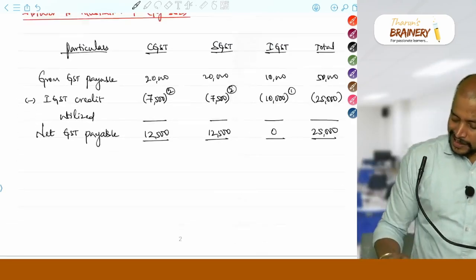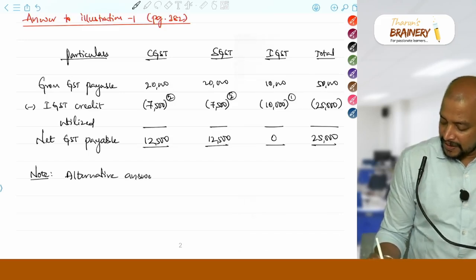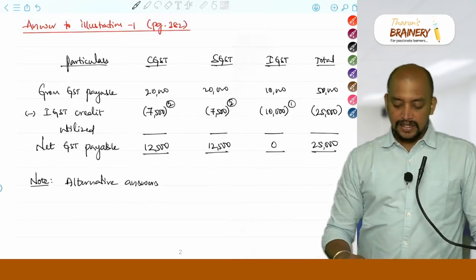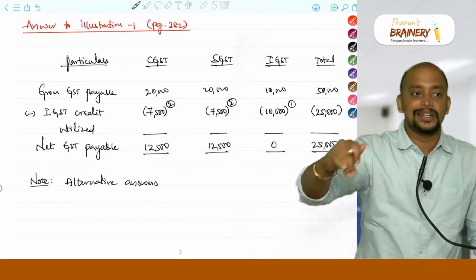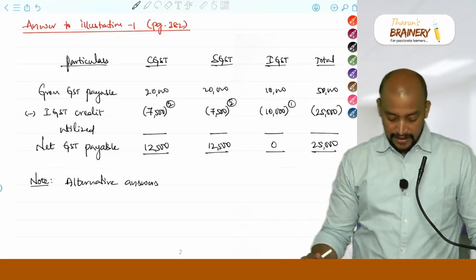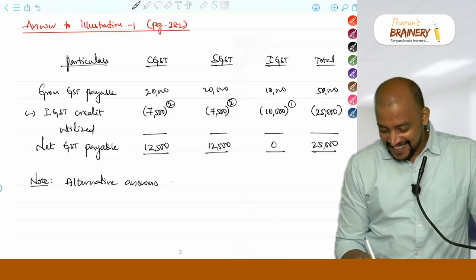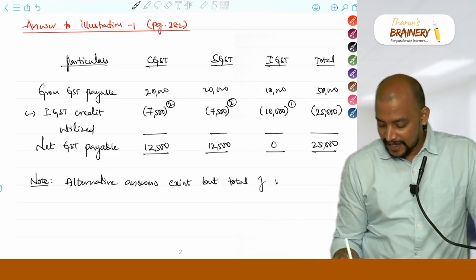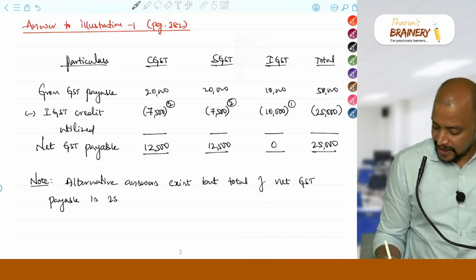After writing this, in the exam you should also write, note: alternative answers exist, because not everyone who is evaluating your answer sheet is knowledgeable enough. Keep that in mind. Sometimes they show their frustration on your answer sheet and will not give marks. So write: alternative answers exist, but the total of net GST payable is 25,000.